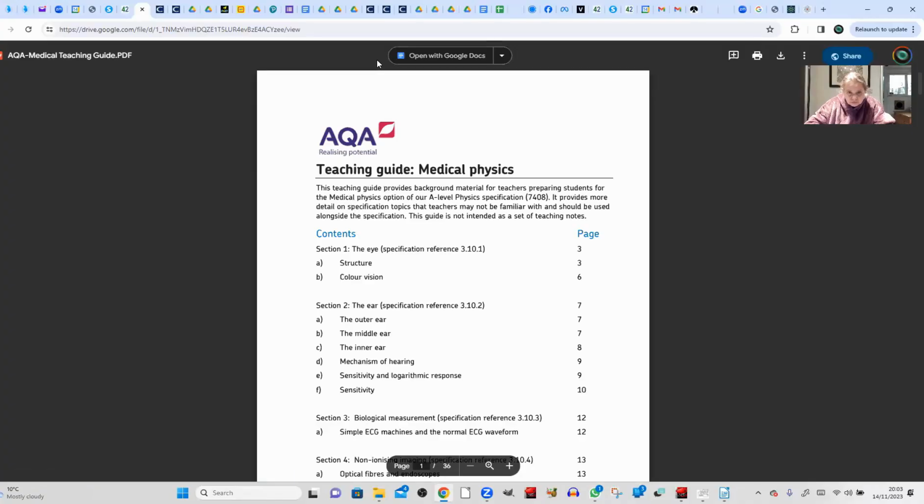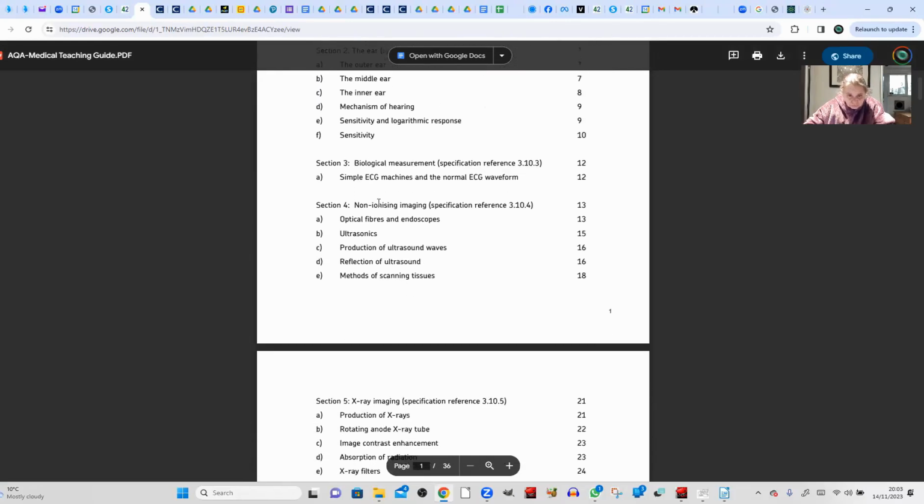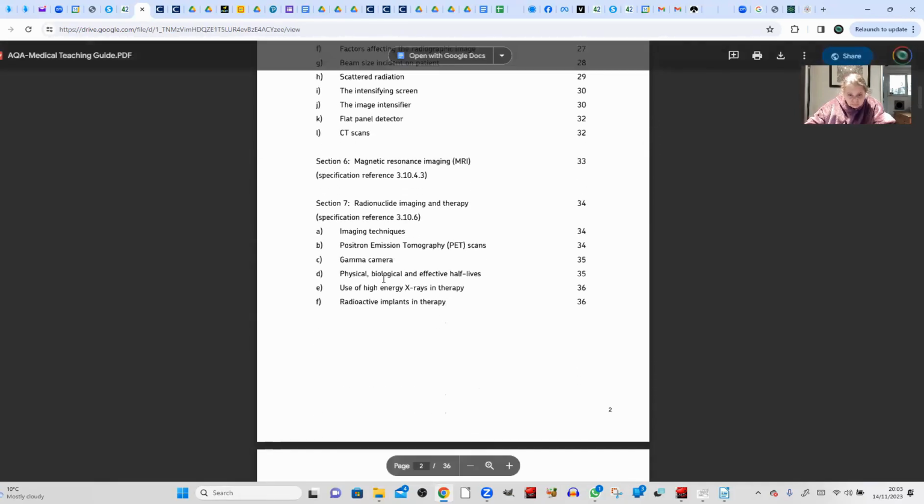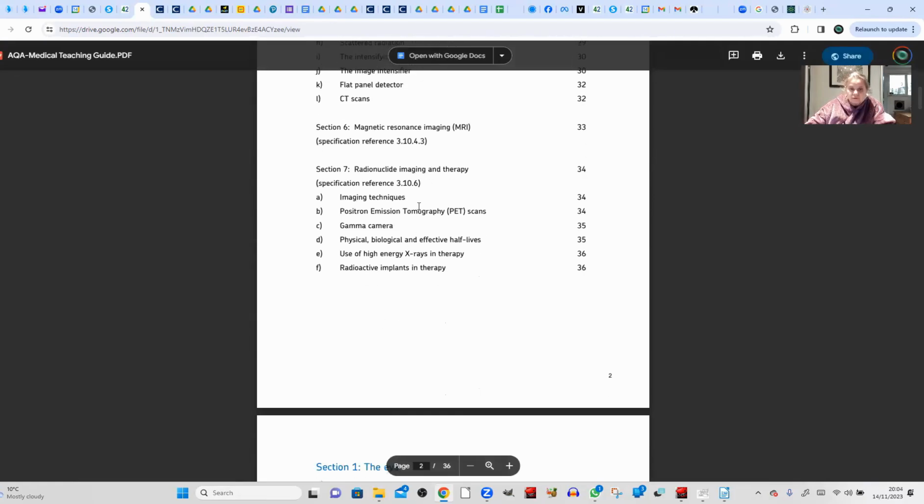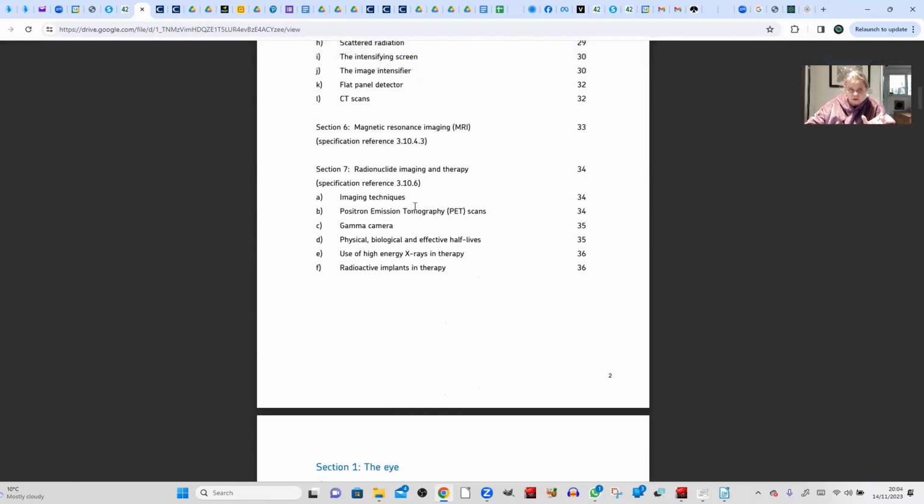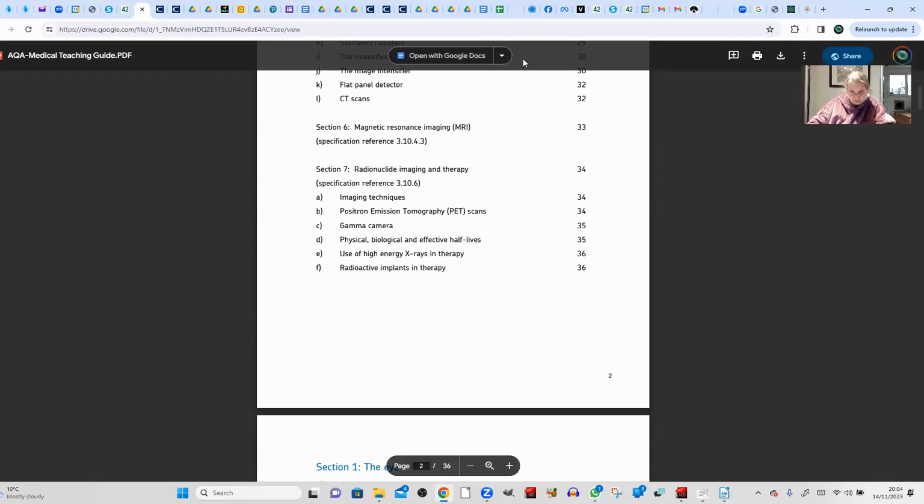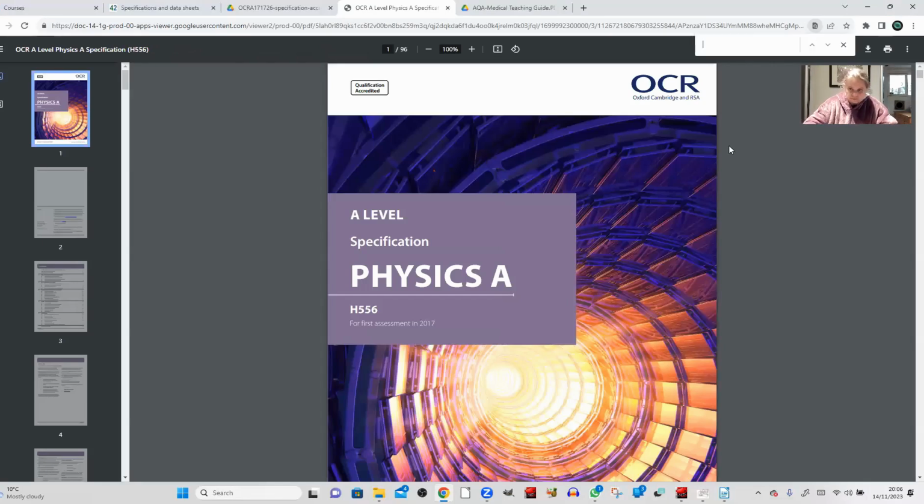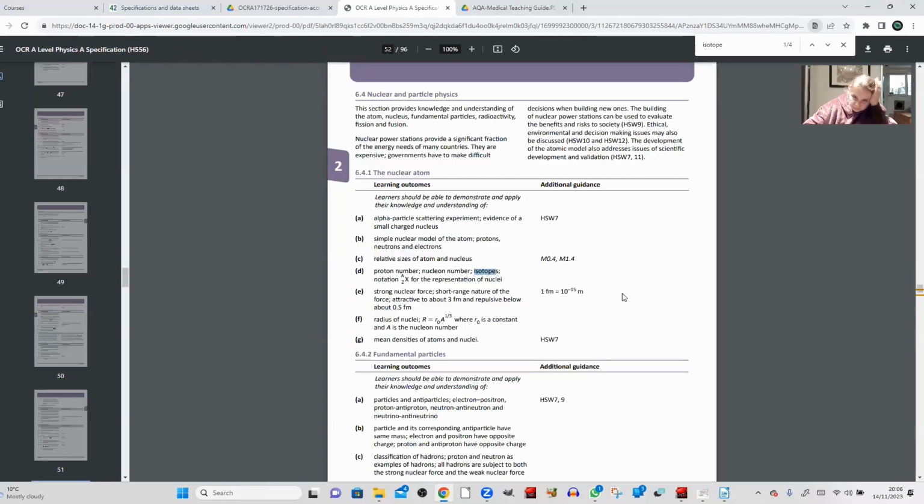Okay, so medical isotopes. I'm going to just share my screen a minute and show you the teacher's notes for this. Right at the end here, there's all this stuff about X-rays, but right at the end, there's radionuclide imaging and therapy. This is the part of the course if you're doing the medical physics option for AQA. I'm going to do a Control F and then put in isotope, and let's see if we can find the isotopes.